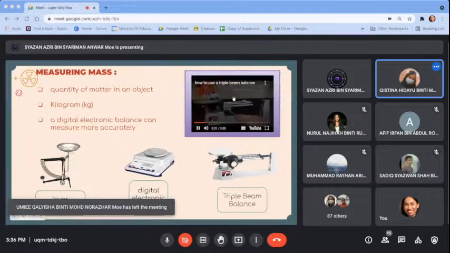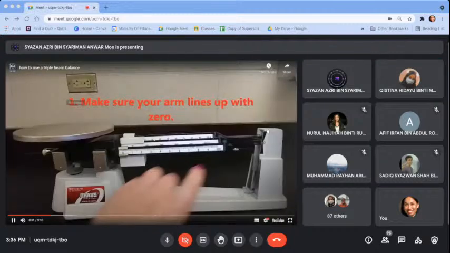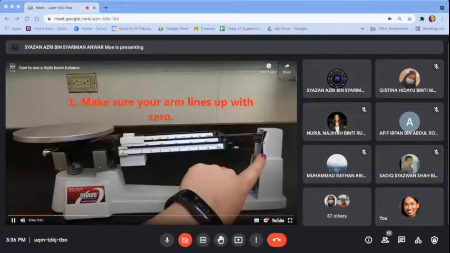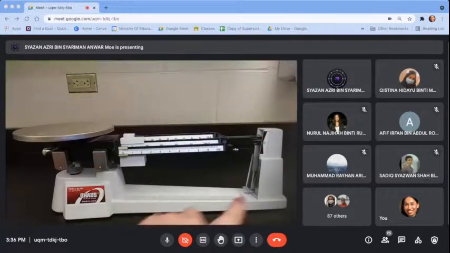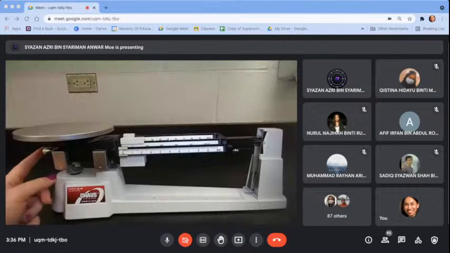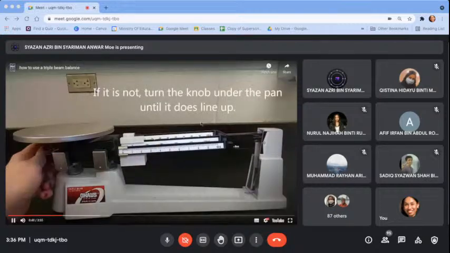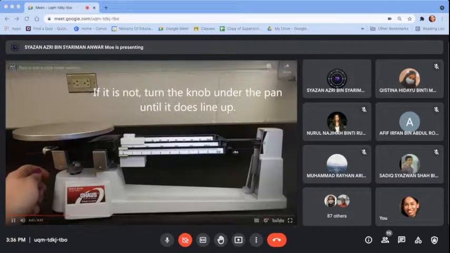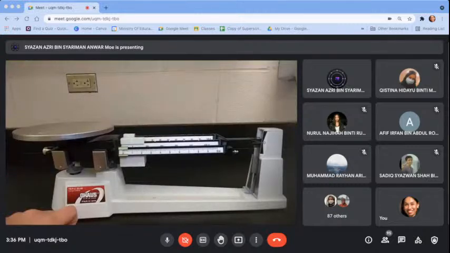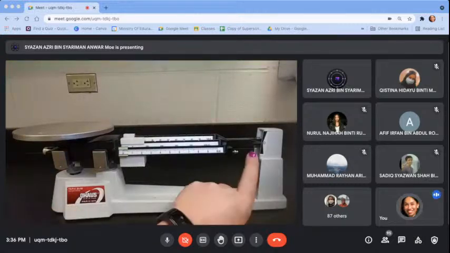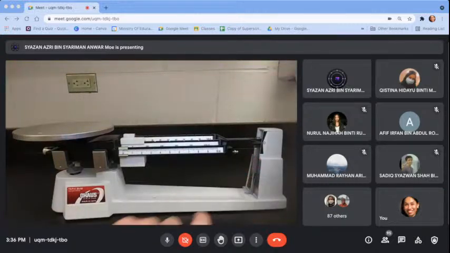We need to make sure that this line is lined up with the 0. This is known as zeroing. You can see that mine is not aligned, so I'm going to use the knob under the pan to get it to 0. So now the line on my arm and the 0 are in a straight line. This is 0. It is officially measuring nothing.